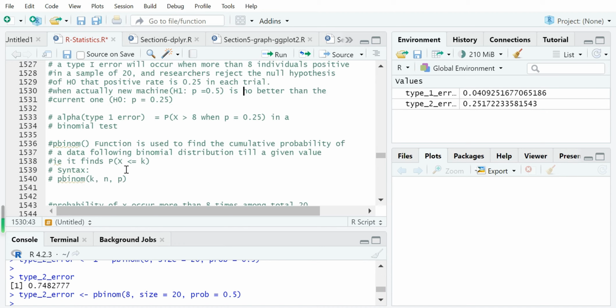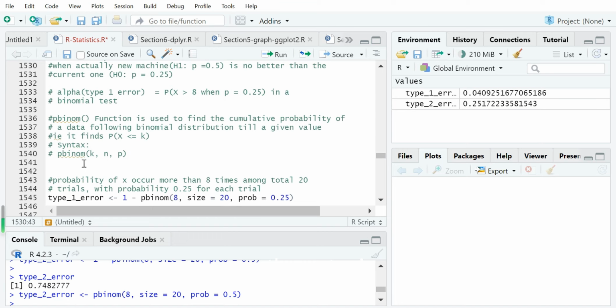And in R, for the binomial distribution, the function pbinom is used to find the cumulative probability of data following a binomial distribution up to a given value. This means pbinom will calculate the probability of x less than or equal to k in a binomial distribution. So the syntax is pbinom, k, n, p, where k is a positive number in this sample, n is the sample size, and p is the success rate for each trial.